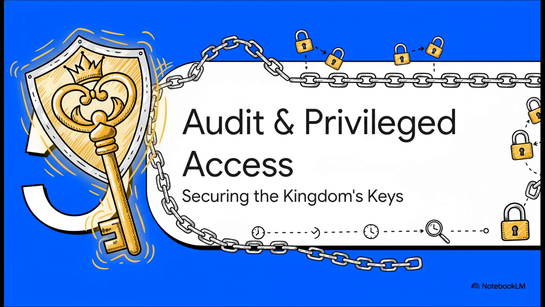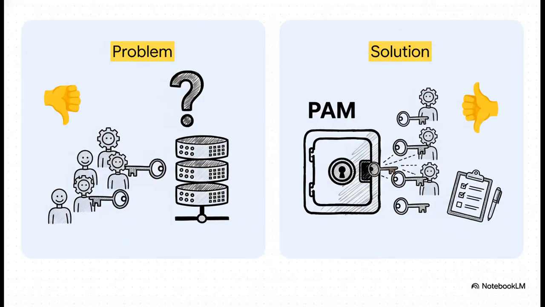All right, let's move on to the final layer. This is where we talk about securing the real keys to the kingdom, those super powerful admin accounts, and making sure we have a way to audit everything that happens. This is a massive and honestly terrifyingly common security hole: shared admin passwords. You've got 5 different people all using the same all-powerful password for hundreds of servers. If something goes wrong, you have no idea who did it.